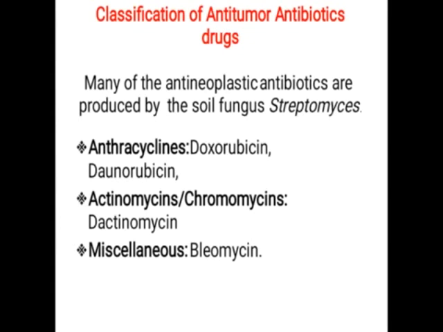Okay, so these anti-tumor antibiotic agents are classified into three types. First one is the anthracycline, of which doxorubicin and daunorubicin are the examples. Second one is the actinomycin. They are also called chromomycin. For example, dactinomycin or actinomycin D. So that is the example for this one. And the third one is the miscellaneous. In that, the example bleomycin comes in this miscellaneous part.